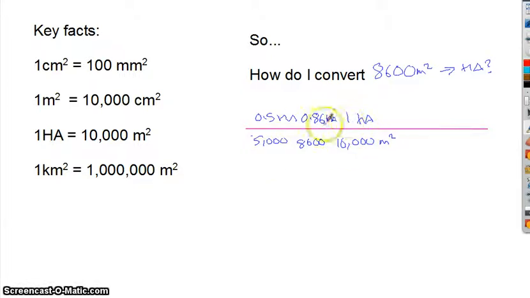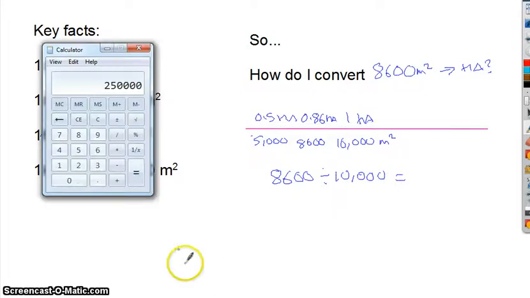relationship between this and this is 1 hectare. To get from there to there, I multiply by 10,000, because there are 10,000 times the number of metres squared in a hectare, and to get from there to there, I would divide by 10,000, because this is 10,000 times smaller than this number here. So if I want to go from metres squared to hectares, I'm going to go this way and divide by 10,000.